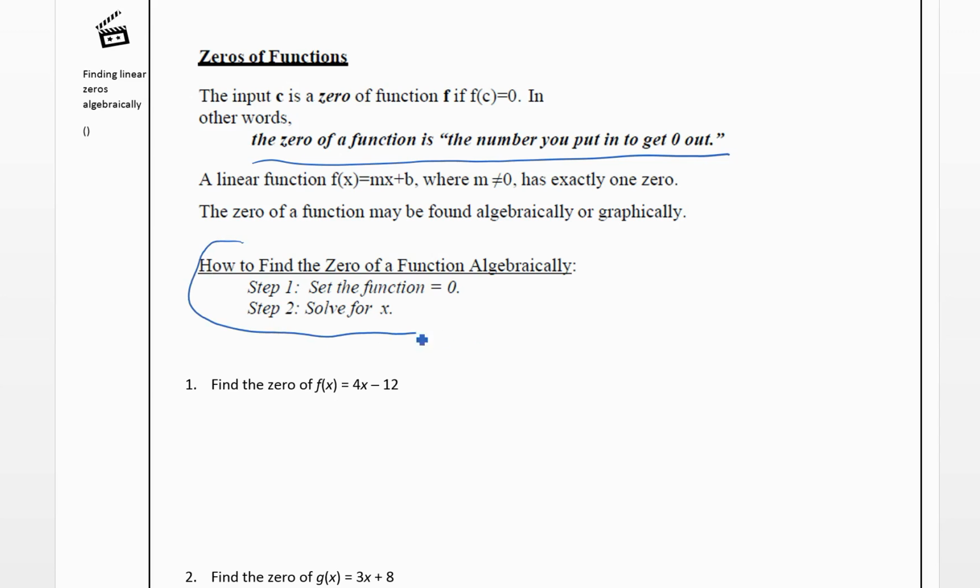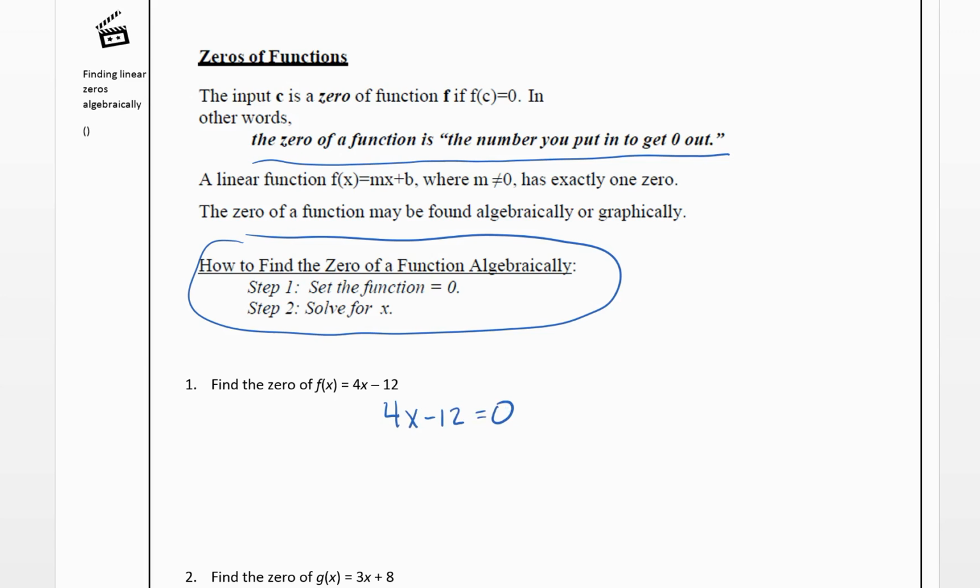So to find a zero of a function, we're going to take the equation, set it equal to 0, and then solve for x. Okay, so you're setting the function equal to 0 and solving for x. So here we want to find the zero of f of x equals 4x minus 12. So we're going to set 4x minus 12 equal to 0. And now we want to solve for x.